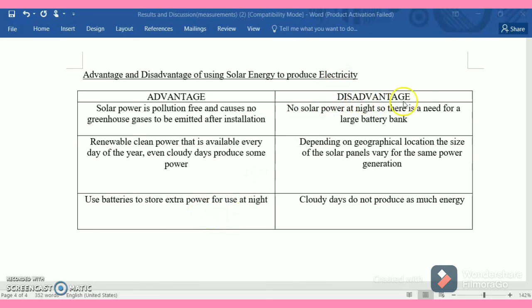Next, for the disadvantage, the first one is no solar power at night, so there is a need for a large battery bank. The second one is depending on geographical location, the size of the solar panel varies for the same power generation. Lastly, cloudy day does not produce as much energy as sunny day.